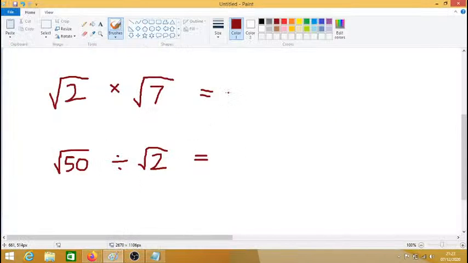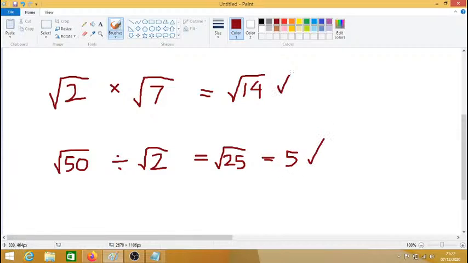Okay, very good. Root 14 for the first one. And 5 comes from root 25, as Aisha's correctly thought in her head, which then becomes 5 as your final answer. So well done on both of those.